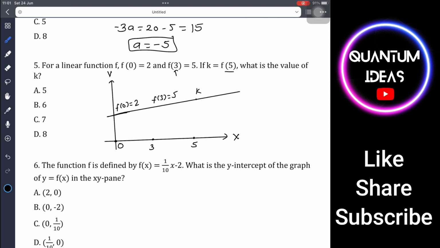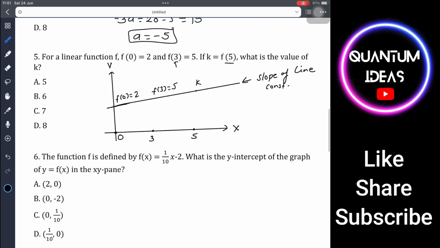Now, this is the line. We know that the slope of a line is constant, right? Now let's find the points. Let's say this point is 0 comma 2, x comma y. What is this point? x comma y is 3 comma 5. And this point, x comma y, is 5 comma k.